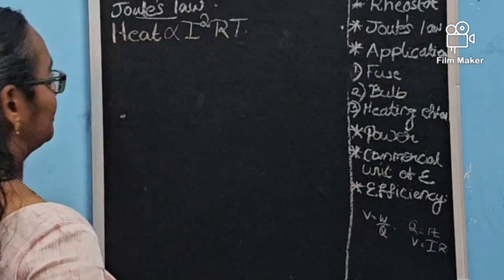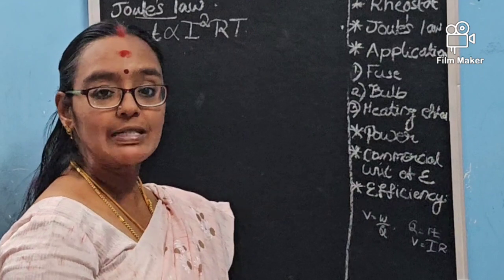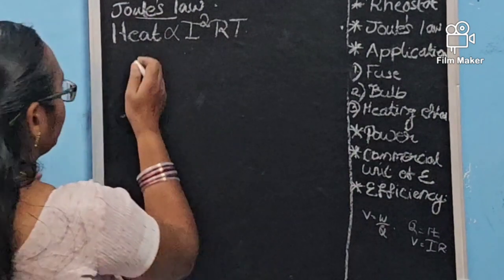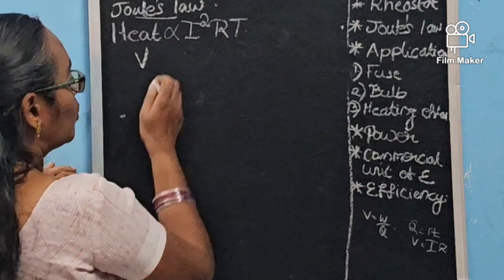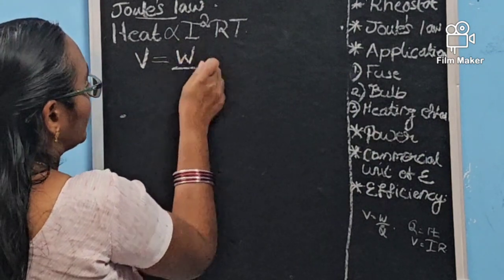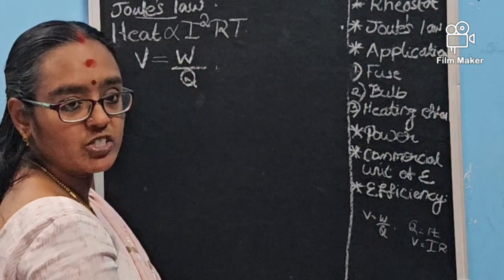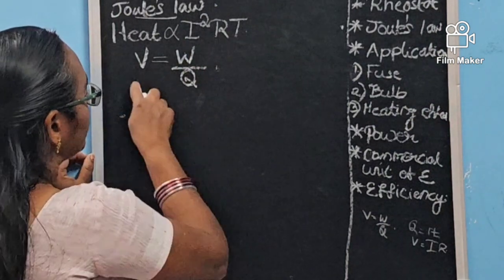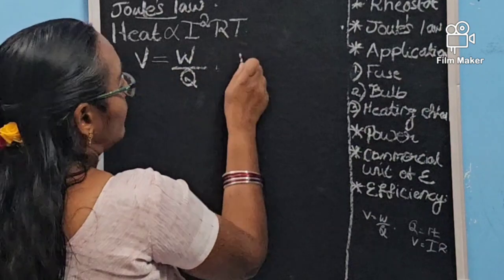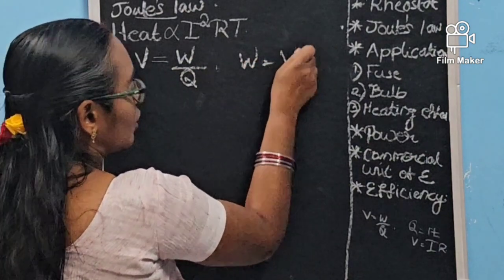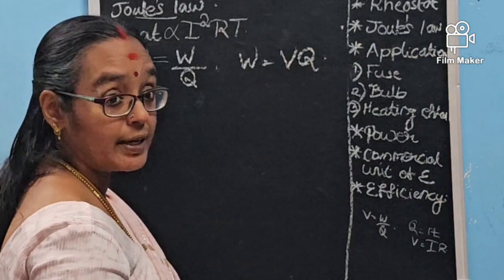Yes, we can prove it. From where will we start? We will start with voltage, V. We already know one equation. V is equal to W by Q, isn't it? We already know this equation. So what will be W? W is equal to VQ, isn't it? W is equal to VQ.